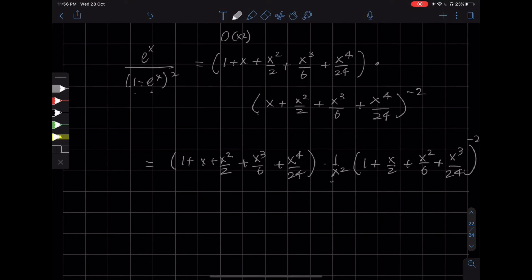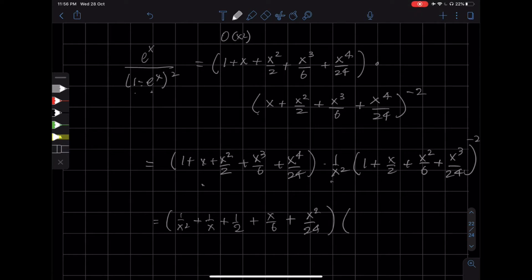And then we can multiply this with this, and then we have 1 over x squared plus 1 over x, and then we get a factor of half, and then plus x by 6, and then we get an x squared. So we are not going to be needing that term. Actually, let me just keep it. Plus x squared by 24.